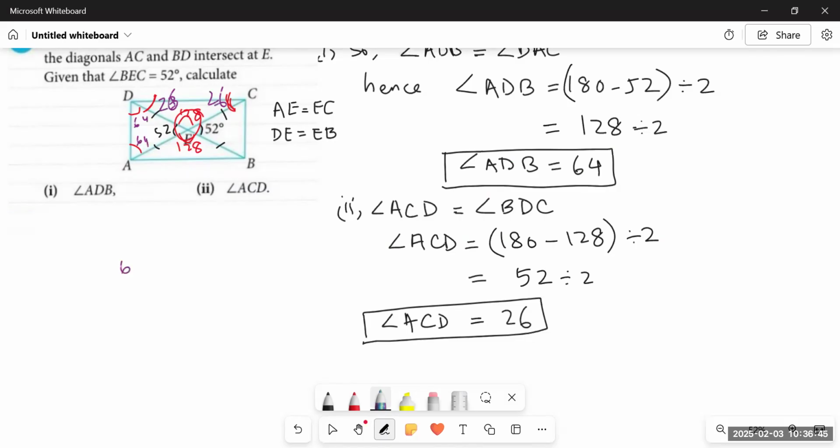And if we add 64, 64, and 52, we will get a total of 180. It means we have found the correct answer. Similarly, 26, 26, and 128 also gives us the total of 180 degrees. It means it is also correct. Okay, so we have done question number 1 and 2.